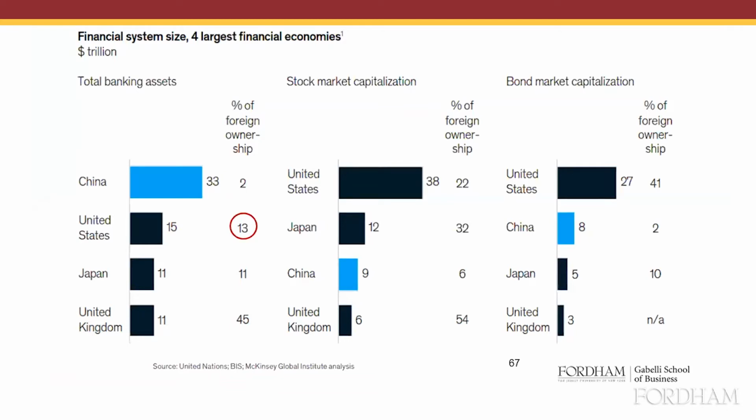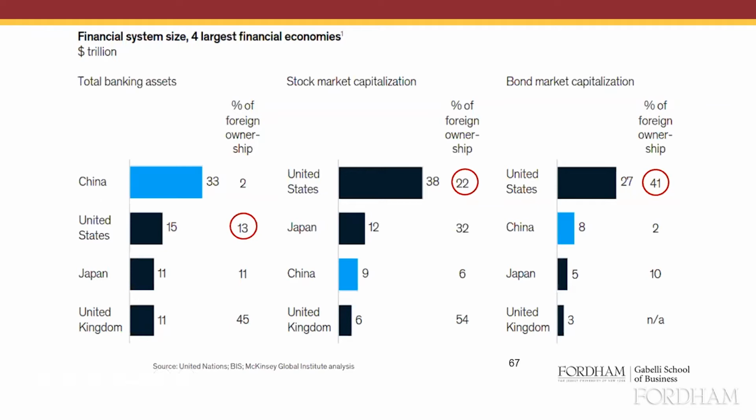If we look at this chart here, what we see is the financial system of the four largest economies. For the banking assets in the United States, foreigners own 13% of the US banks. And foreigners own 22% of the US stock market capitalization and a large part of the bond market, 41%.